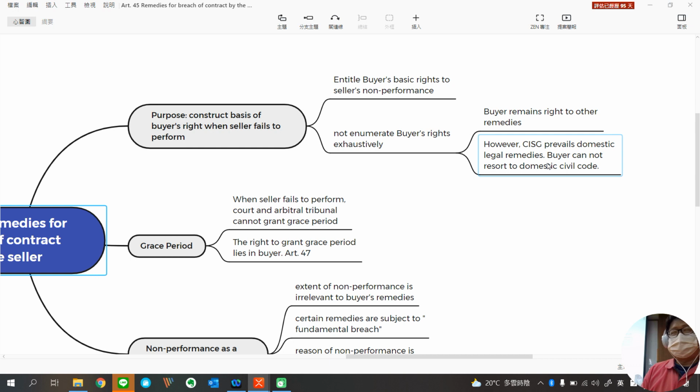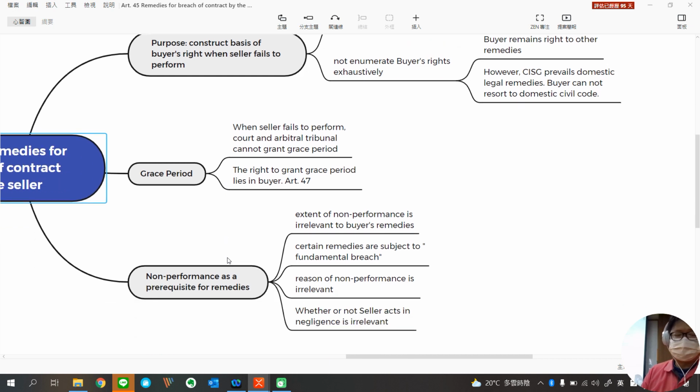And the CISG prevails over domestic legal remedies. So the domestic remedies will be replaced by the CISG, and the buyer cannot resort to the domestic civil code. That's the reason we call it the CISG: it's an international transaction, not governed by domestic law. About the grace period, it's very easy to remember. The only right to grant a grace period lies in the hands of the buyer. The court or the arbitral tribunal has no such right.